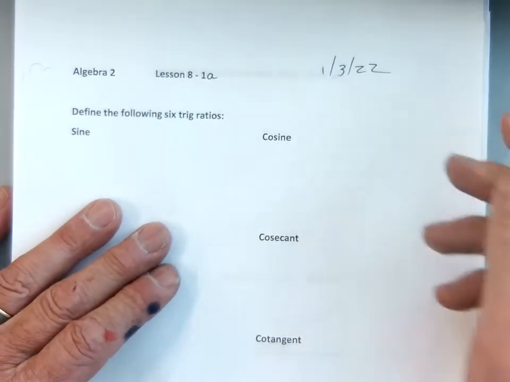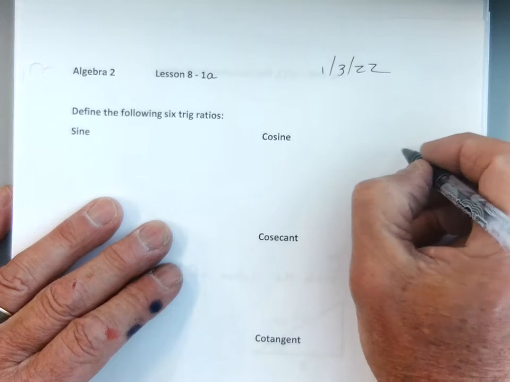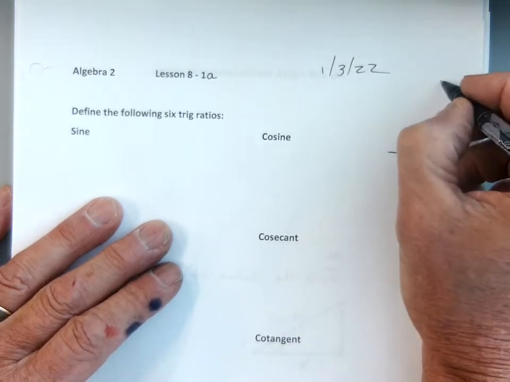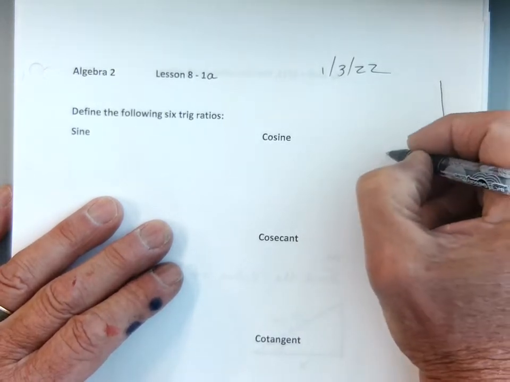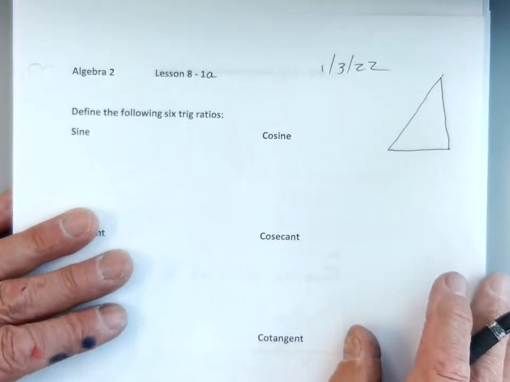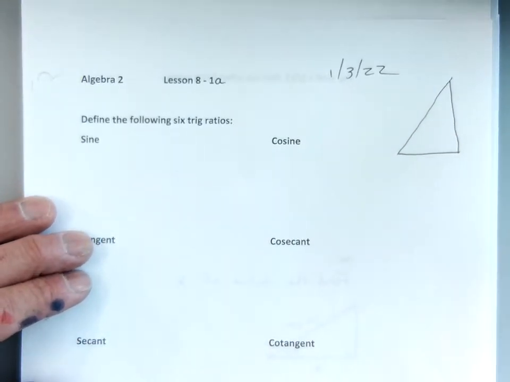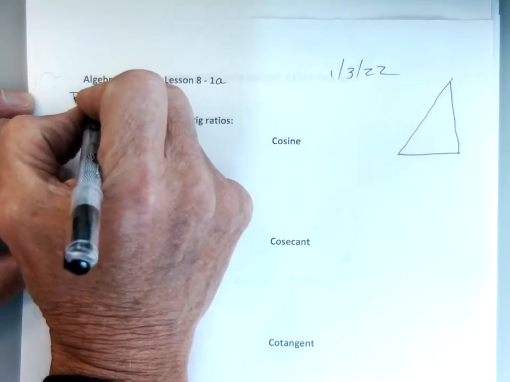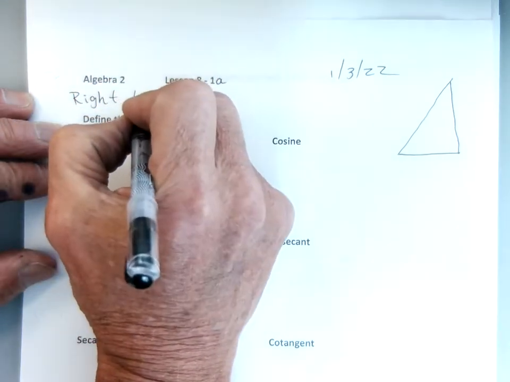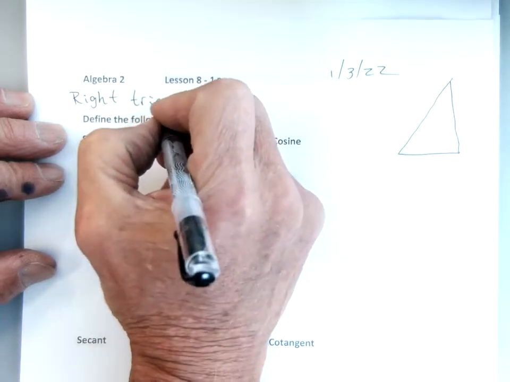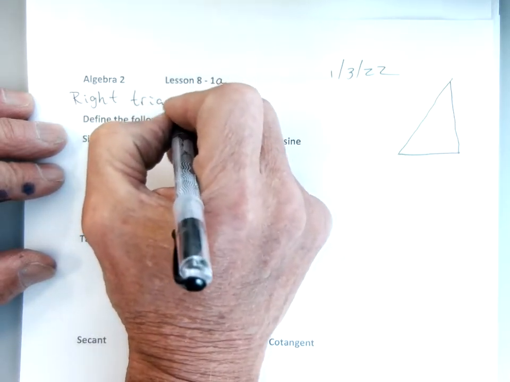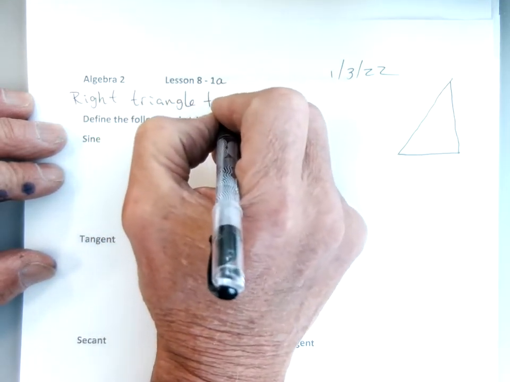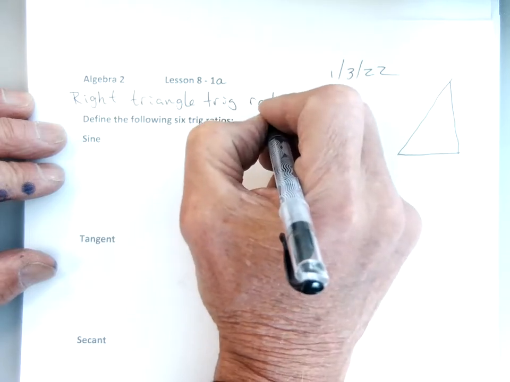It doesn't have to be perfect, but draw a right triangle. Just start right there, okay? So today we're talking about right triangle trig ratios. Okay?